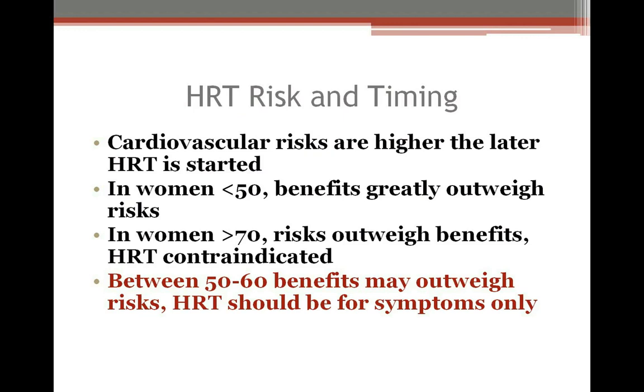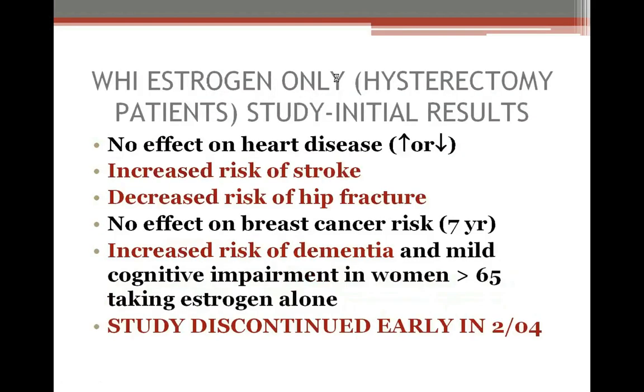But what also was found is that the cardiovascular risks are higher the later hormone replacement therapy is started. In women less than the age of 50 who happen to go on hormone replacement therapy in their 40s or younger, maybe because of early menopause, the benefits greatly outweigh the risks. In women over the age of 70, the risks outweigh the benefits, so HRT is contraindicated. Between the ages of 50 and 60, the benefits may outweigh the risks, but hormone replacement therapy should be for menopausal symptoms only. It shouldn't be done with a view to primary prevention of coronary disease because there's no evidence that it's effective as a primary preventive therapy.